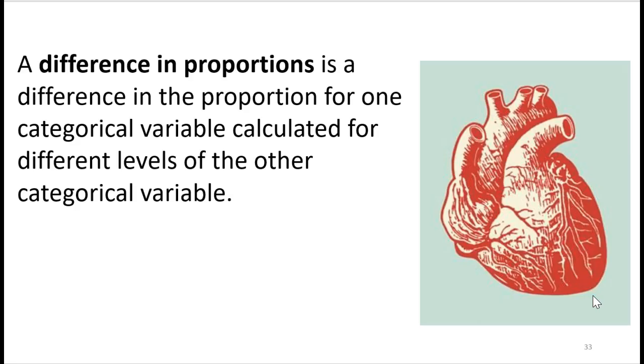A difference in proportions is a difference in the proportion for one categorical variable calculated for different levels of another. A difference in proportions calculated from sample data is denoted as p hat 1 minus p hat 2, where 1 and 2 distinguish the different groups. A difference in proportions calculated from population data is denoted p1 minus p2.